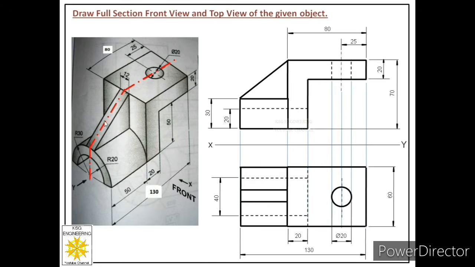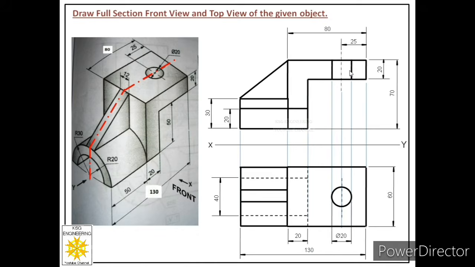Why? Because when we will cut this object along this center line, then these openings will also be cut by the cutting plane, and when we will remove front half portion of the object, these openings will be visible to us. So in the front view, we are showing these openings as hidden by using dash medium lines, but in the sectioned view, when we will remove front half portion of the object, these openings will be visible to us. So first step is convert dash medium lines into continuous thick lines.